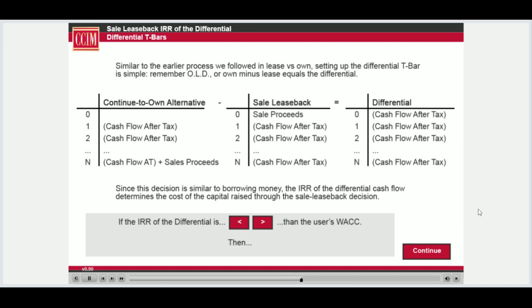Conversely, if the IRR of the differential is higher than the weighted average cost of capital, the user should choose to own the property and look to their other sources of capital for funds to invest. An IRR of the differential at a rate that exceeds the weighted average cost of capital means that the user would be paying a premium to raise funds through a sale-leaseback.